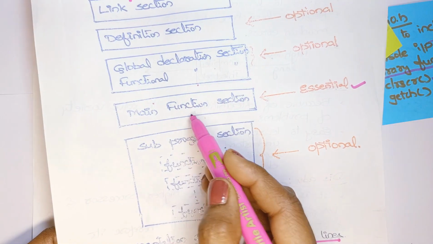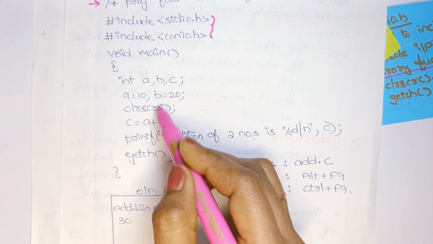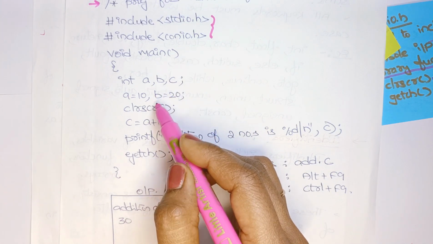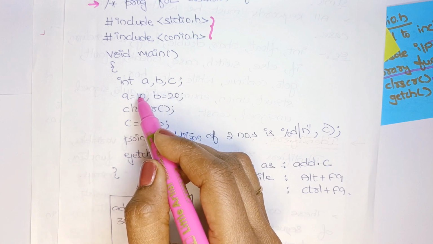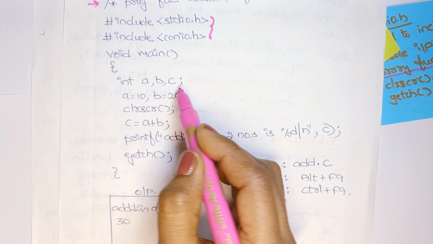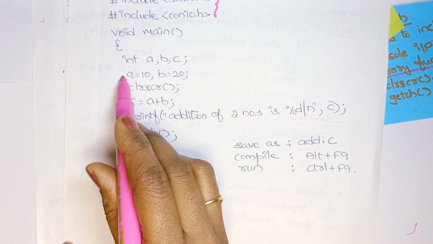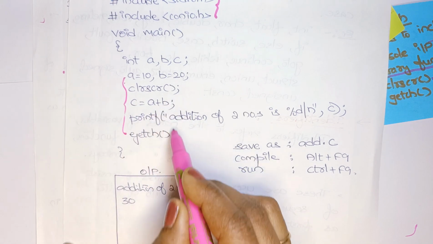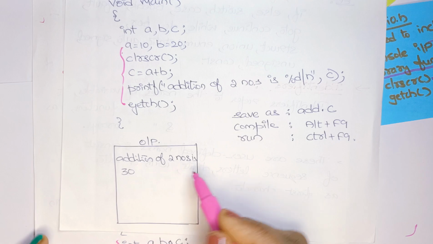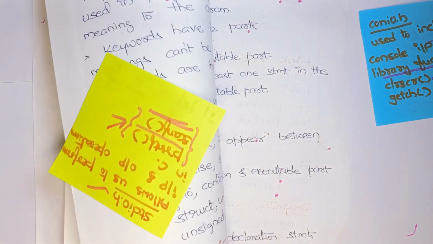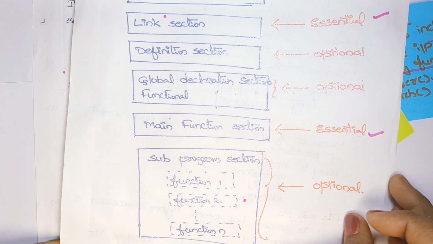Next one, the main function section. I have written void main, and the main function consists of two parts: the declaration part and the executable part. In the declaration part I mentioned int a, b, c, a is equal to 10, b is equal to 20, and these are the executable part: c is equal to a plus b, printf, and getch. So the addition of two numbers will be 30, like that it is displayed. This is about the basic structure of a C program.